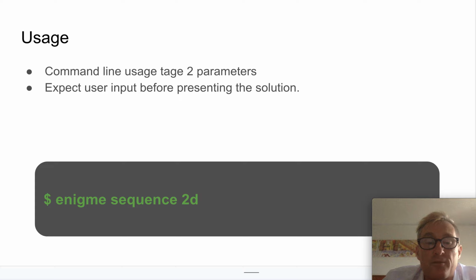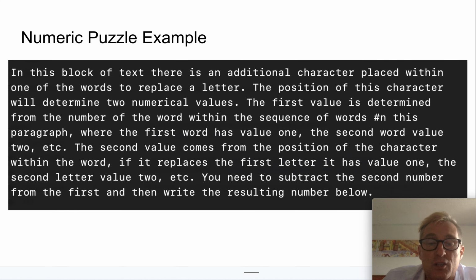Usage is very straightforward. You simply invoke the Enigme program. The first parameter should be the puzzle class: is it a numeric sequence, or physics? And the second parameter is 1D, 2D, or 3D, a kind of complexity determination. And so here are some examples.